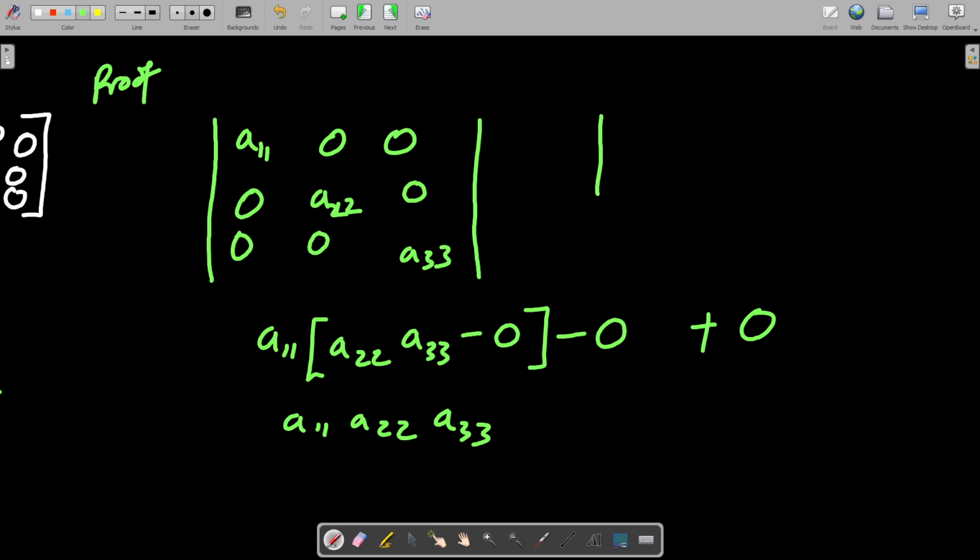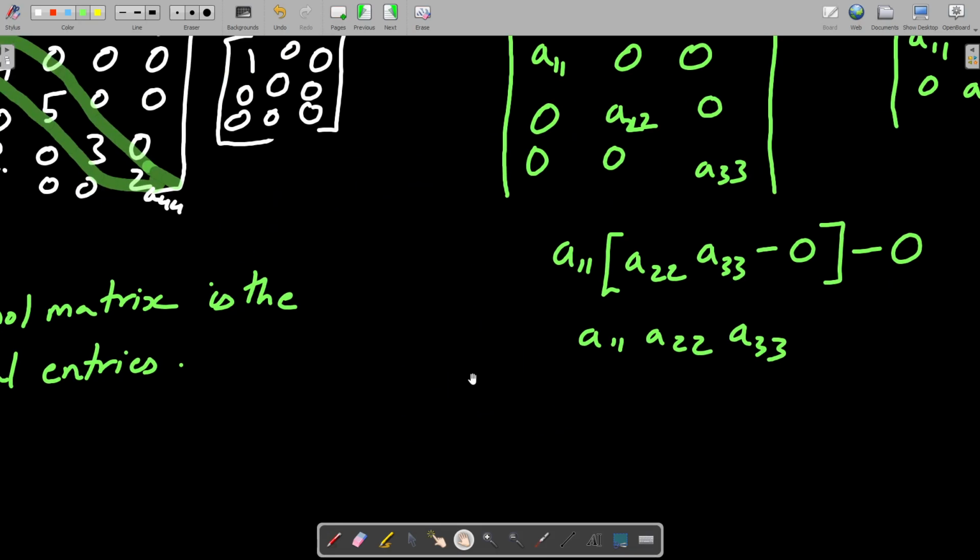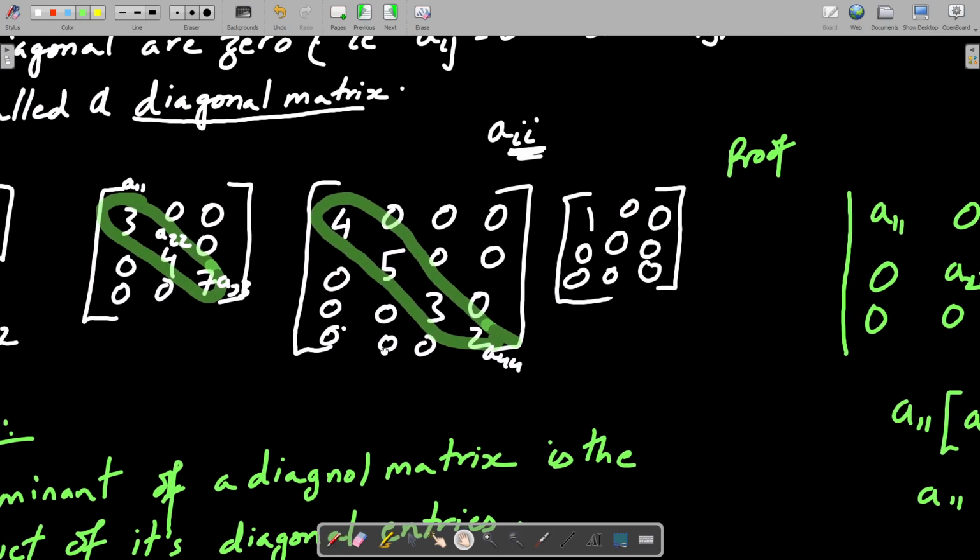For the 2 by 2 case, it's much easier. If you have A11, A22, and 0, 0, find the determinant here. What is it? a11 into a22. So it will be true for 4 by 4 also. I have not taught you how to find determinants of 4 by 4, but you can extend the method I did for 3 by 3 to 4 by 4 also. But we won't be going there right now.